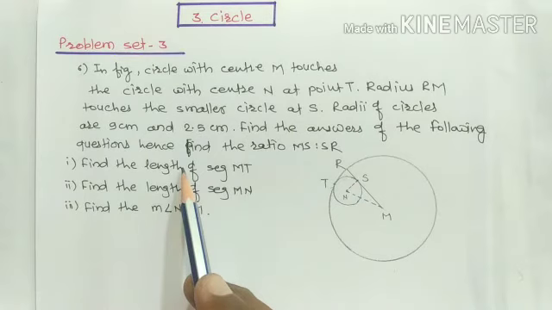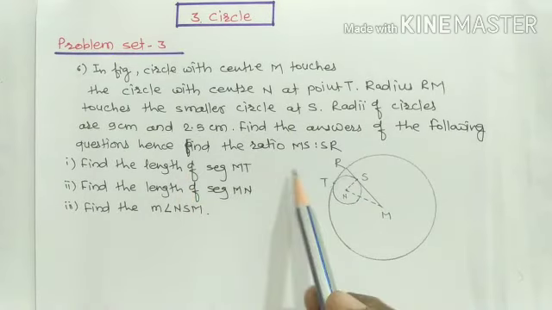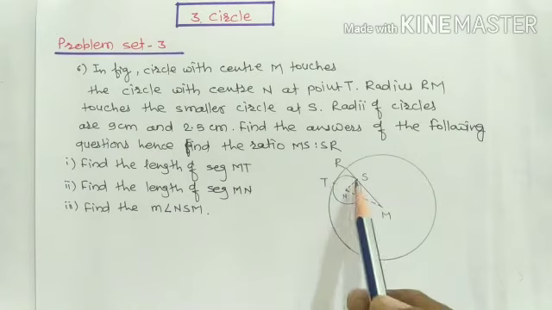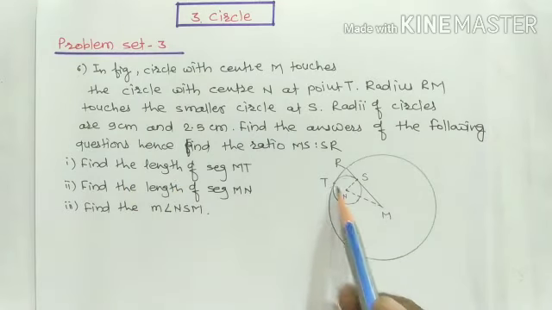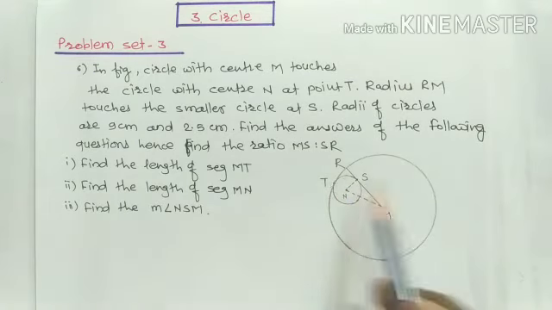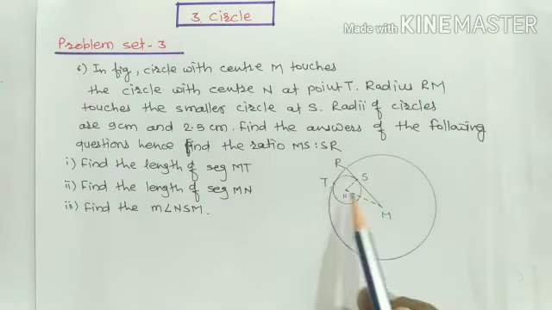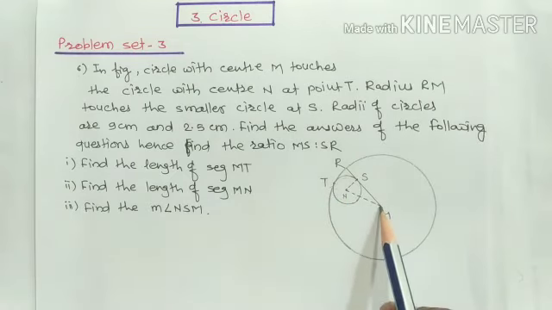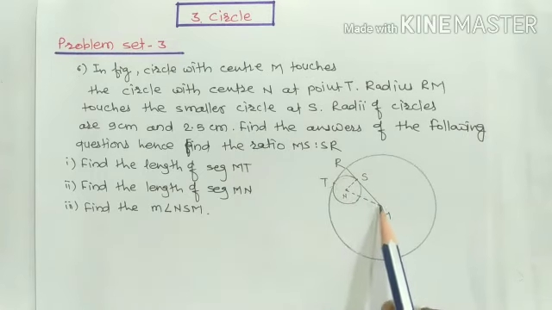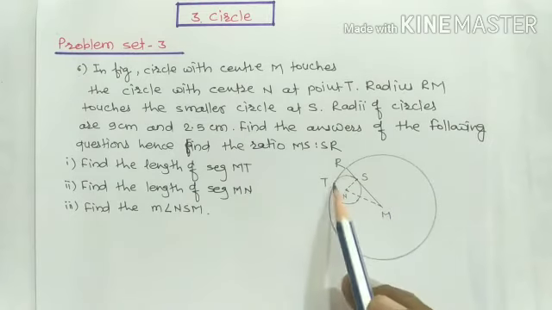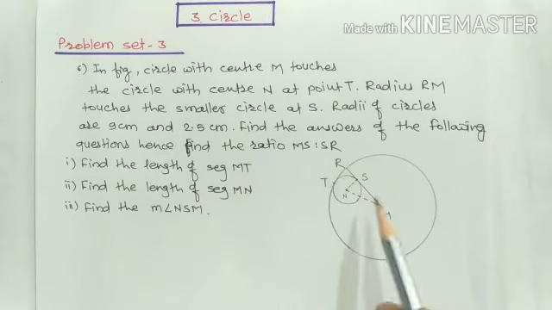First we have to find the answers of these questions and then we have to find the ratio of MS is to SR. See what we have to find here. First we have to find the length of segment MT. Here this point T is the point of contact of these two touching circles. That's why point T lies on the circle having center M also. Therefore length of segment MT is nothing but the radius of the larger circle, and therefore length of MT equals 9 centimeter.